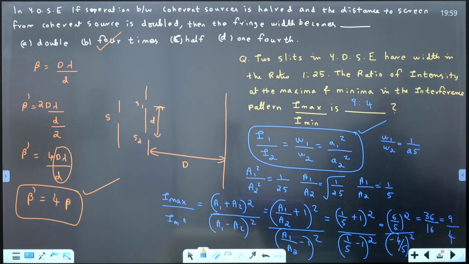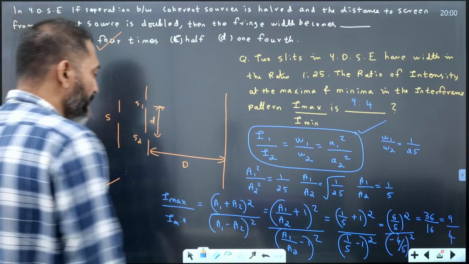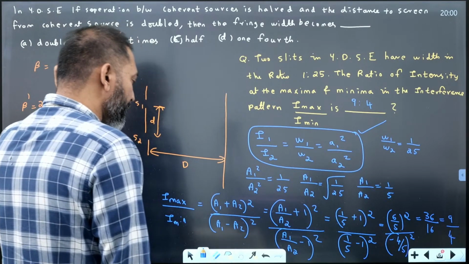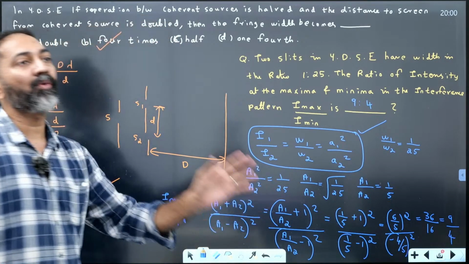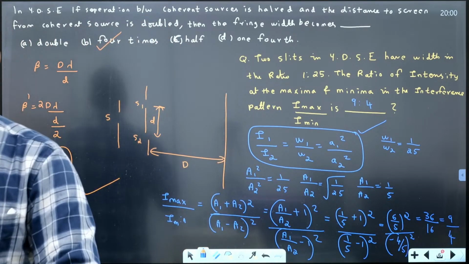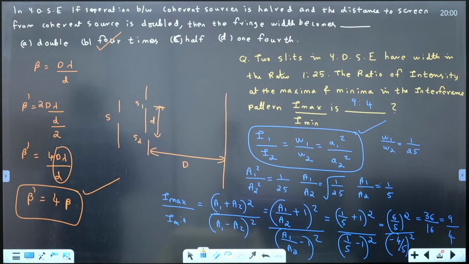Pay attention here. Maximum intensity is A1 plus A2 the whole square. Minimum intensity is A1 minus A2 the whole square. In that equation, I am dividing the numerator and denominator by A2, so A1 by A2 plus 1 the whole square divided by A1 by A2 minus 1 the whole square. Why am I doing that? Because I already know the amplitude ratio. So if I follow that method, I can simply substitute for A1 by A2.